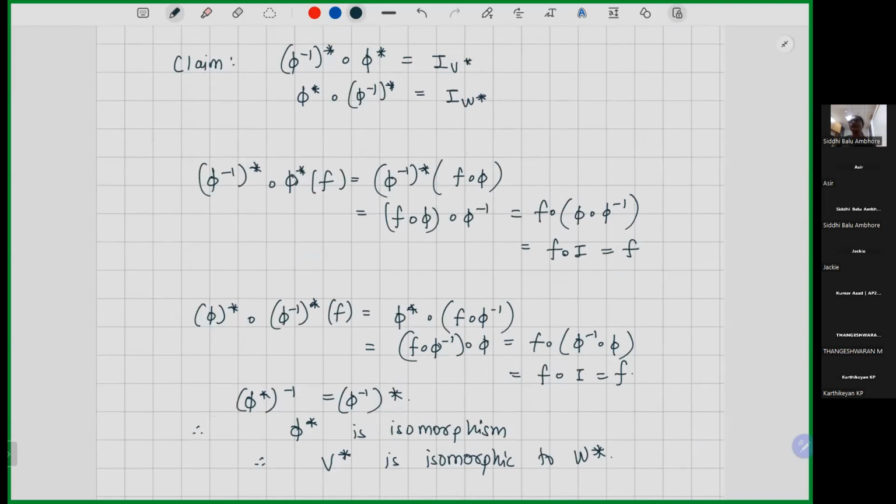Other than this, any doubts? Any part where it was not clear how things are and so on? I think this will be from W and this will be from V, because it is starting from W star to V star. So change of basis.